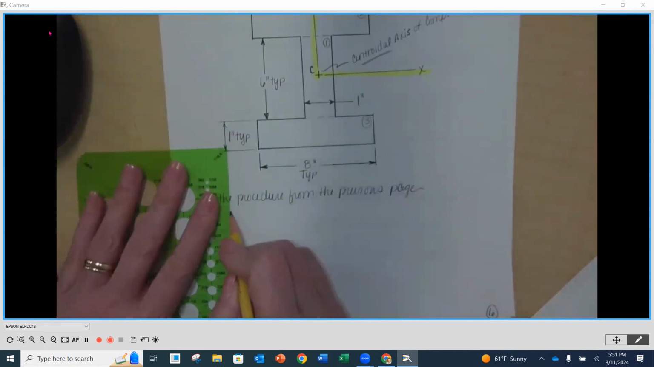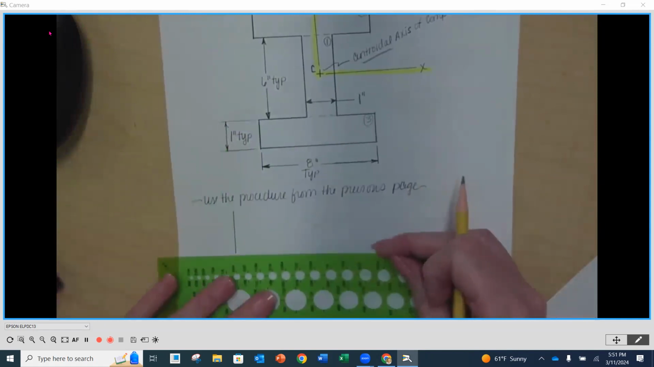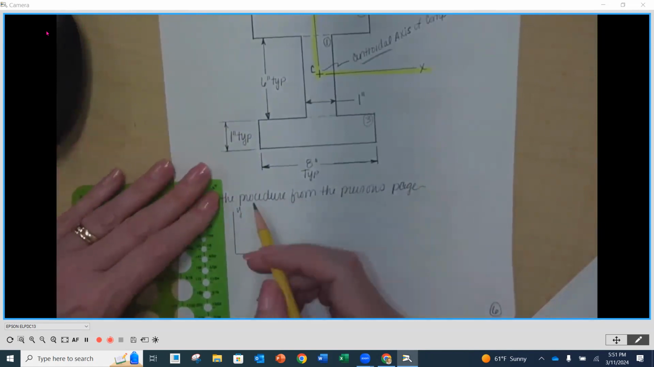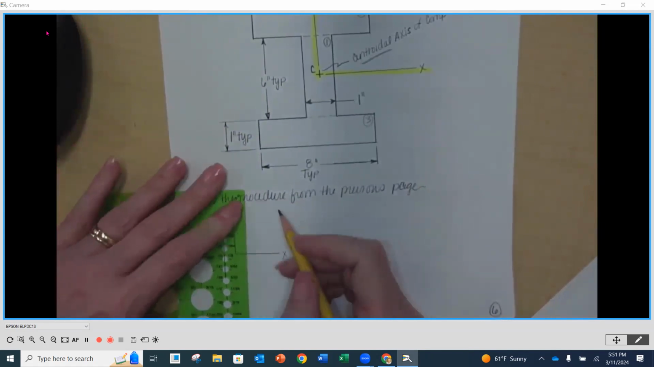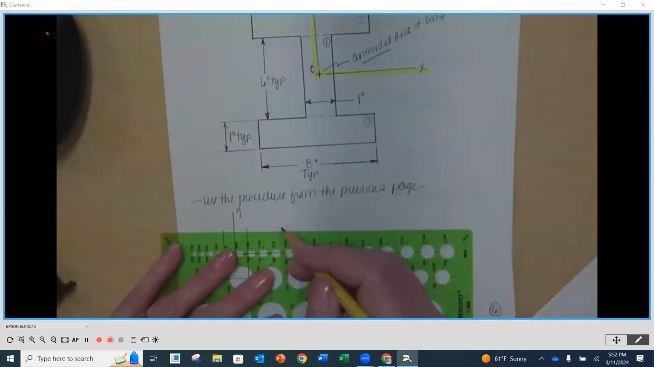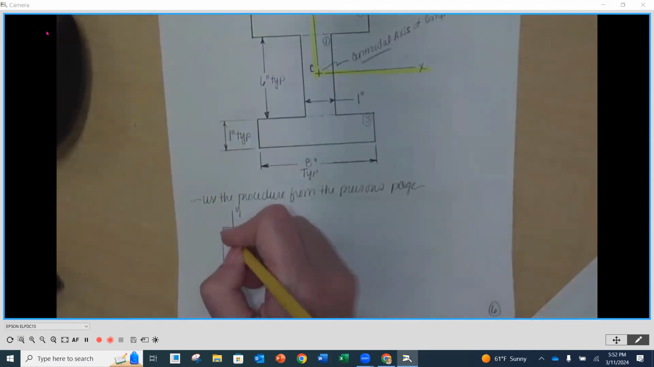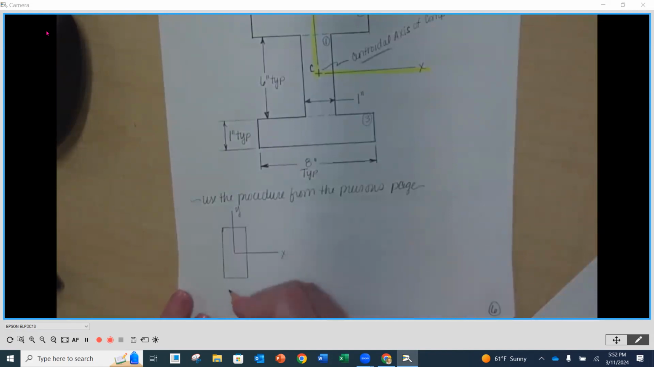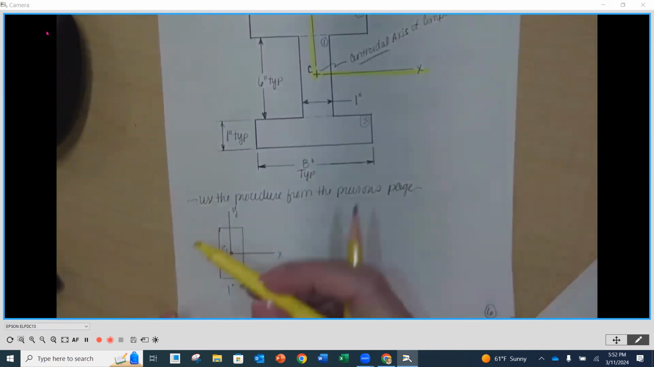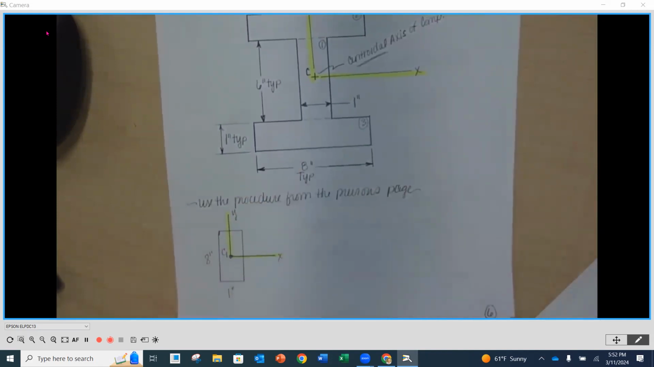So I'm going to show my X and my Y axis. This is going to be my X and my Y. And we know this to be 1 inch. We know this to be 8 inches, evenly distributed on that axis. And then this is our centroid. So this is going to be centroid 1, and our X and our Y are the reference axes for us.